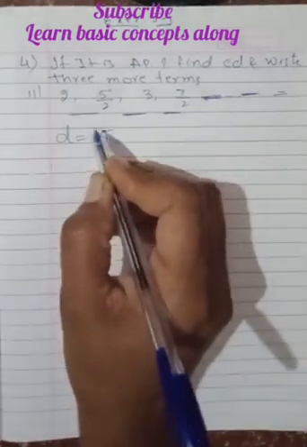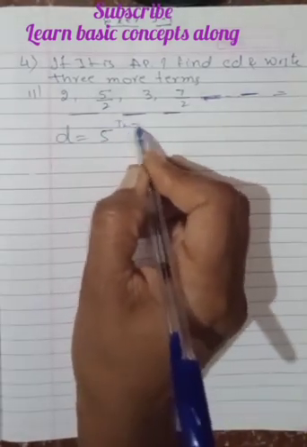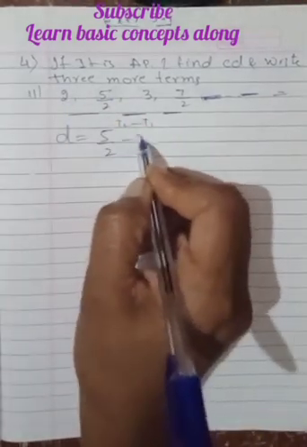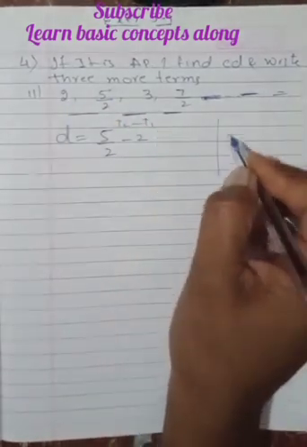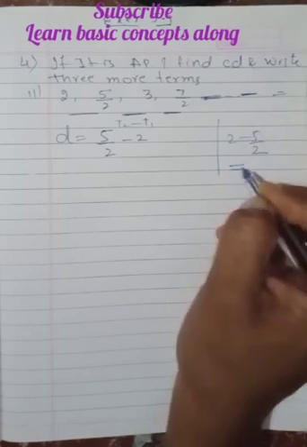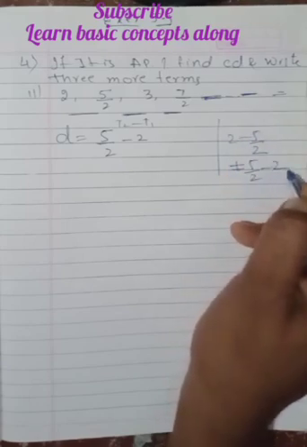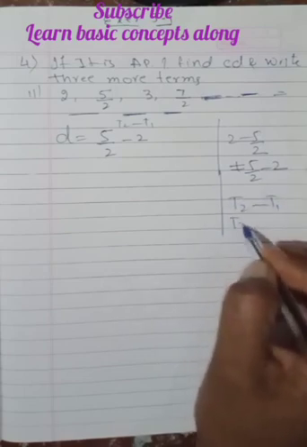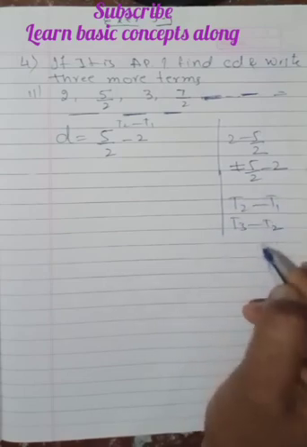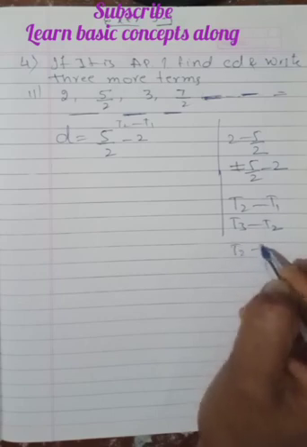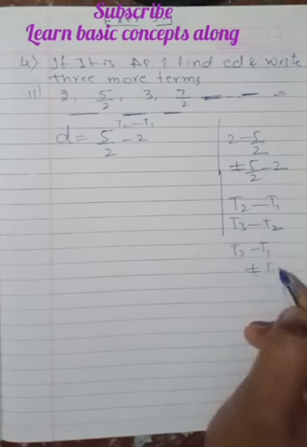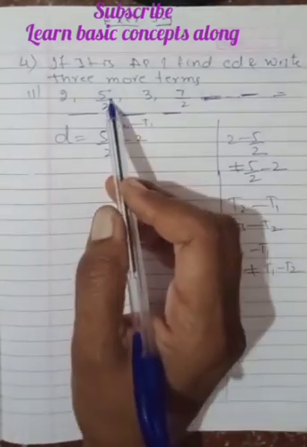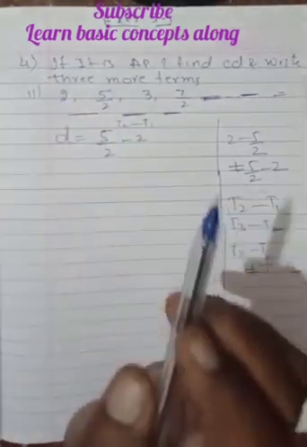So first of all, we'll go with T2 minus T1, that is the second term and the first term difference. 5 by 2 minus 2. See here, children, 2 minus 5 by 2 is not equal to 5 by 2 minus 2. So always be careful, T2 minus T1 you are calculating, T3 minus T2 you are calculating. So here T2 minus T1 is not equal to T1 minus T2. You should not do that. Always you are calculating the next term minus the previous term. Be careful with this one.